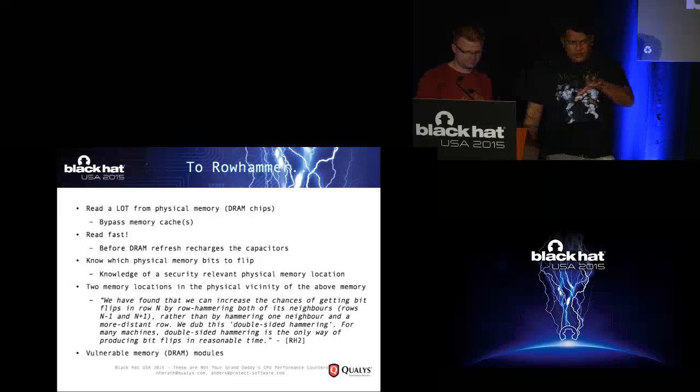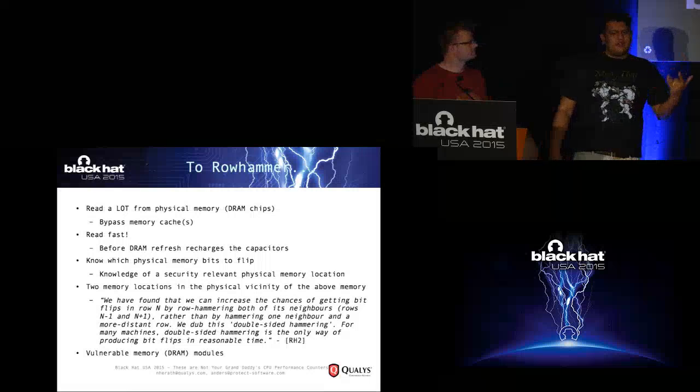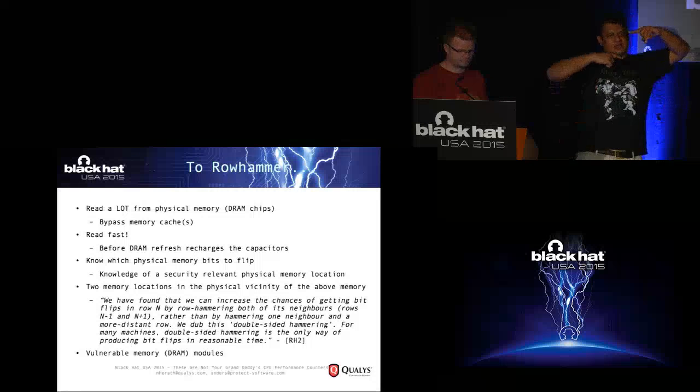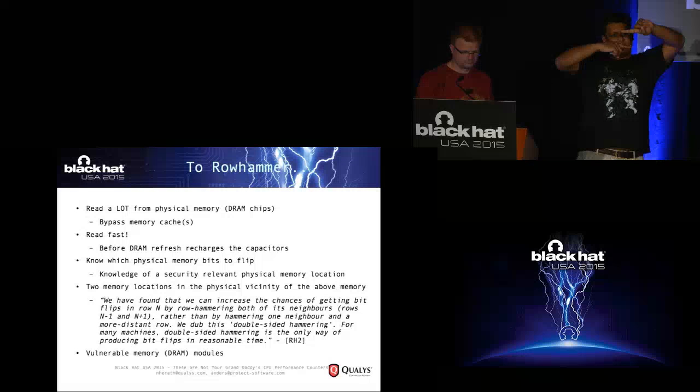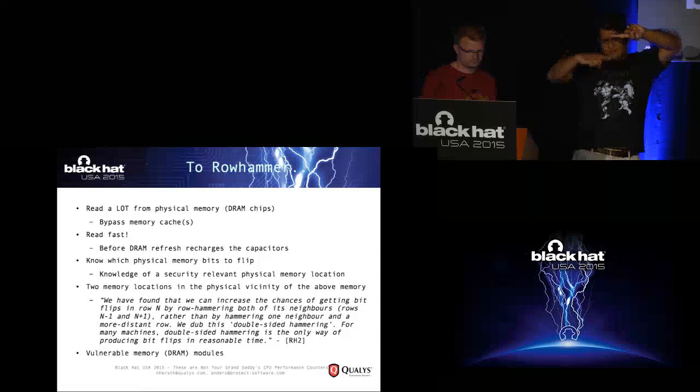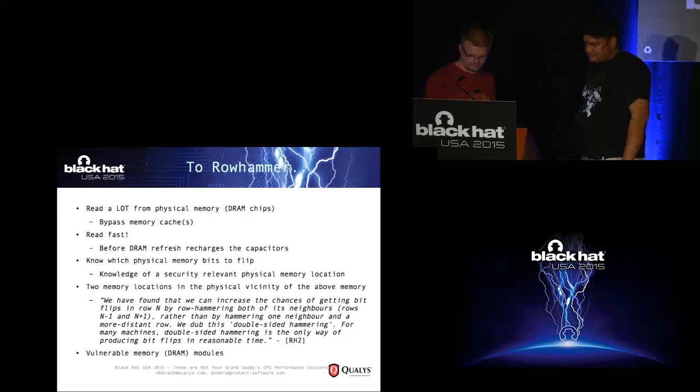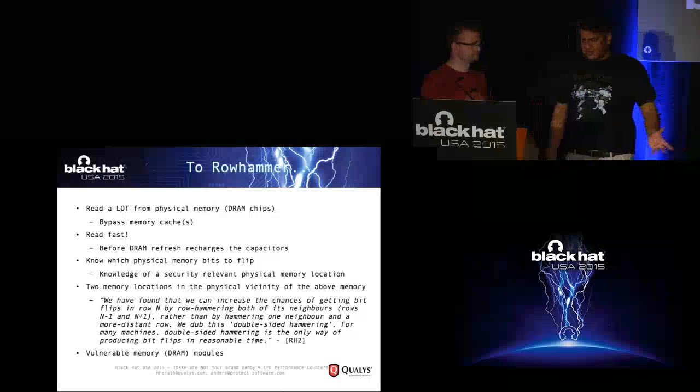Basically, what the Google guys did was what is called double-sided row hammering, where they were attacking two memory lines and flipping the one in the middle. And obviously, the vulnerable DRAM modules.